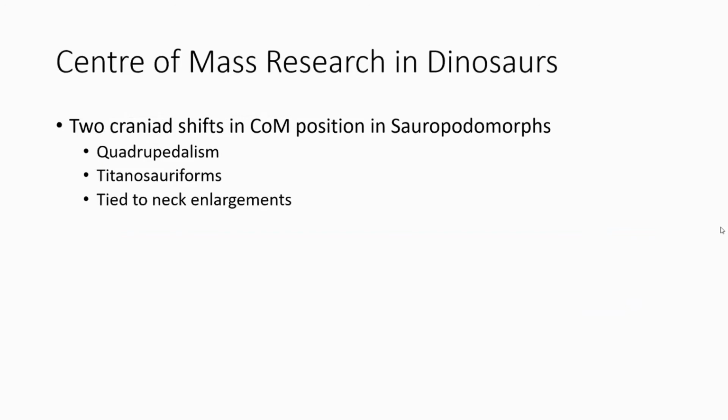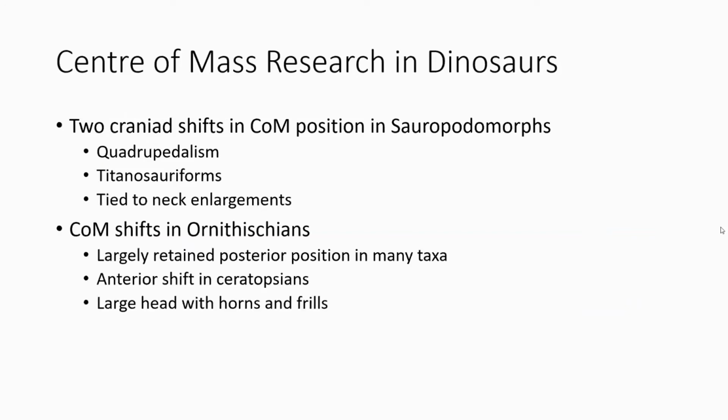So, center of mass research in dinosaurs. The main thing that we're going from here is the work of Bates et al. in 2016, looking at the two cranial shifts in center of mass position throughout sauropodomorph evolution. There are two main moments in which center of mass moved towards the head: the onset of quadrupedalism, and the evolution of titanosauriforms, which are the larger macronarians that dominated the Cretaceous. These are tied to enlargements of the neck. When the neck gets longer, this is associated with center of mass shifts in a cranial direction. So if we know that, we can have a look at different sauropod trackways and whether heteropody is associated with these trends, perhaps.